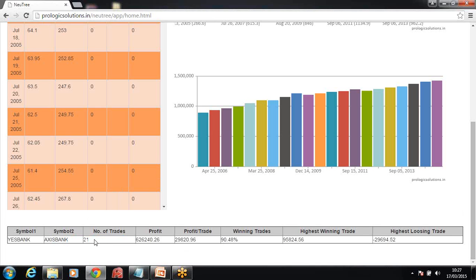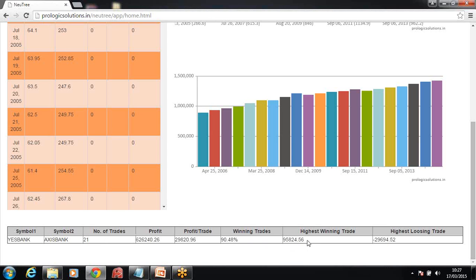21 trades have happened in the last 10 years. In these 21 trades, the total profit that we have got is around 6,26,000. And the average profit per trade is around 29,000 rupees. The percentage of winning trades is 90%. So let's say 20 trades and you have lost only 2 trades. The rest, 18 trades, were in profit.